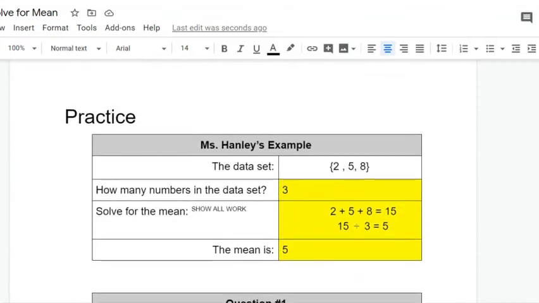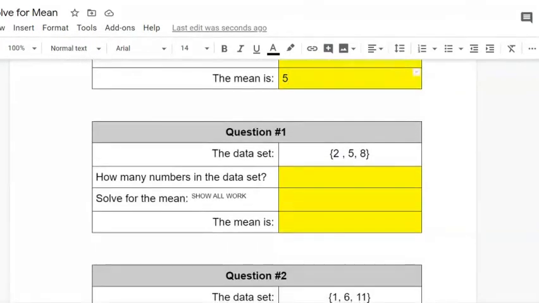So here's how I want you to do it. This is my practice using the exact same data set I provided. So we have 2, 5, and 8. My first question is, how many numbers are in the data set? I have 2, that's 1. 5, that's 2, and 8, which is 3. So I have 3 numbers in my data set. Now we solve for the mean using our steps. We add all the numbers, 15, and we divide by how many.